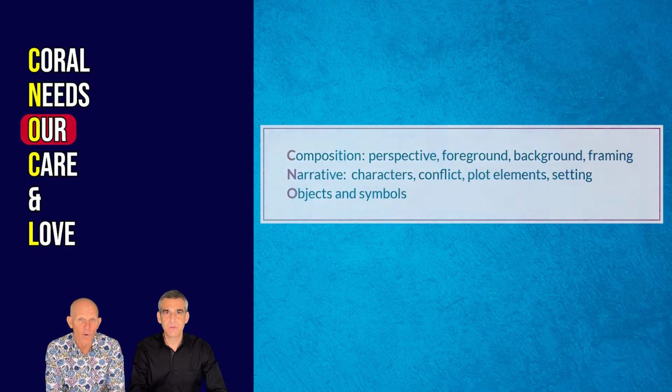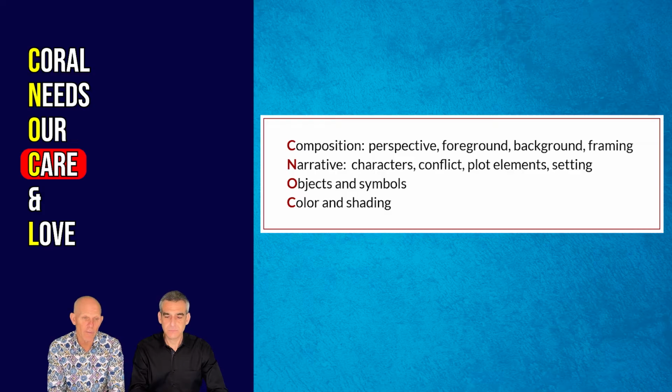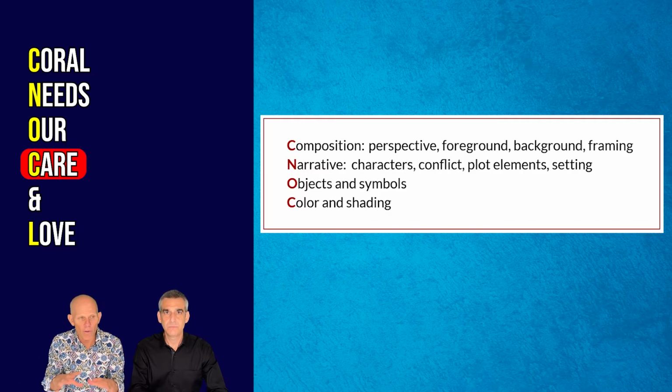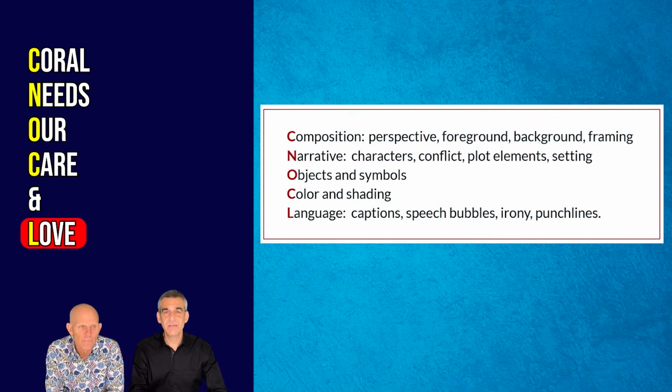The C stands for color and shading. We have to remember that color connotes lots of different things. So we want to think about the use of color, the shading, the graphic weight, all those things that help to convey a message. And of course, the L stands for language. This is a language class. We need to be thinking about words and how they're being used. We want to look at figurative language, symbolic language, the connotation of words, really break down language. So many elements to consider when we're looking at multi-panel comics.